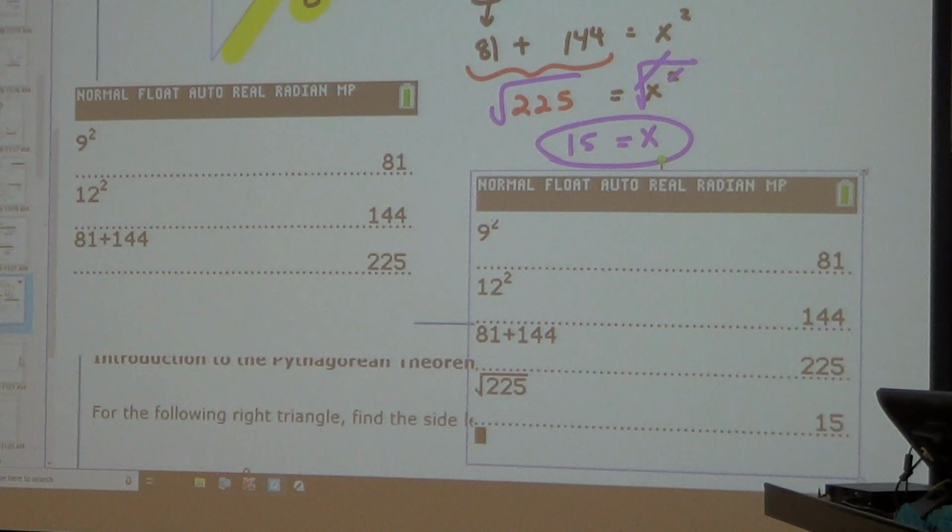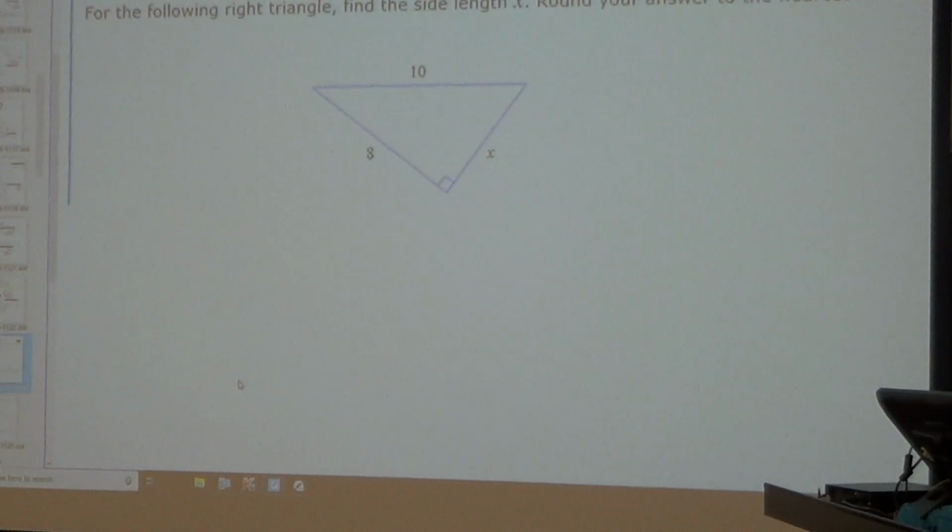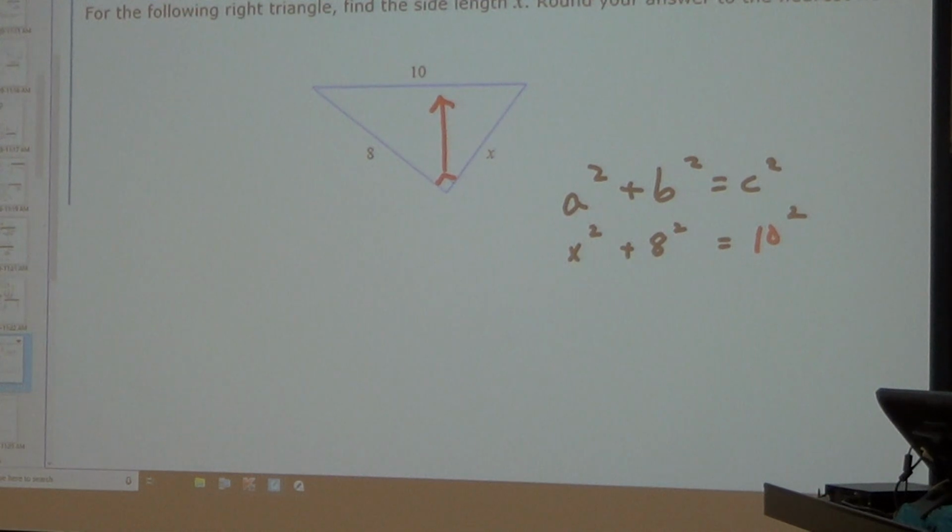Now, let me do one more. A squared plus b squared equals c squared. First thing I want you to do is identify the c. The c in this problem is going to be 10. Your c is always across from the right angle. I don't care what you call a and b, so I'm going to call a x and I'm going to call b 8. What is 8 times 8? And 10 times 10?